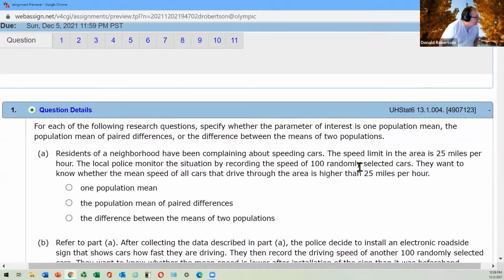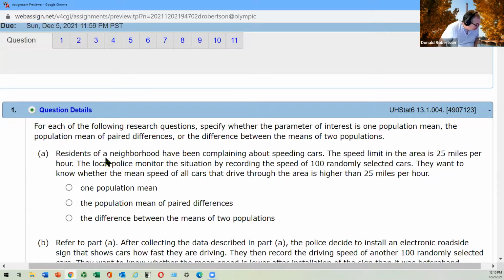No, that'll work. Right, for each of the following research questions, specify whether the parameter of interest is a population mean, the population mean of a paired difference, or the difference in the means of two populations. Why am I thinking that's familiar? Have we done this before? Did we cover these questions? No, okay. So it must have been my stats class.